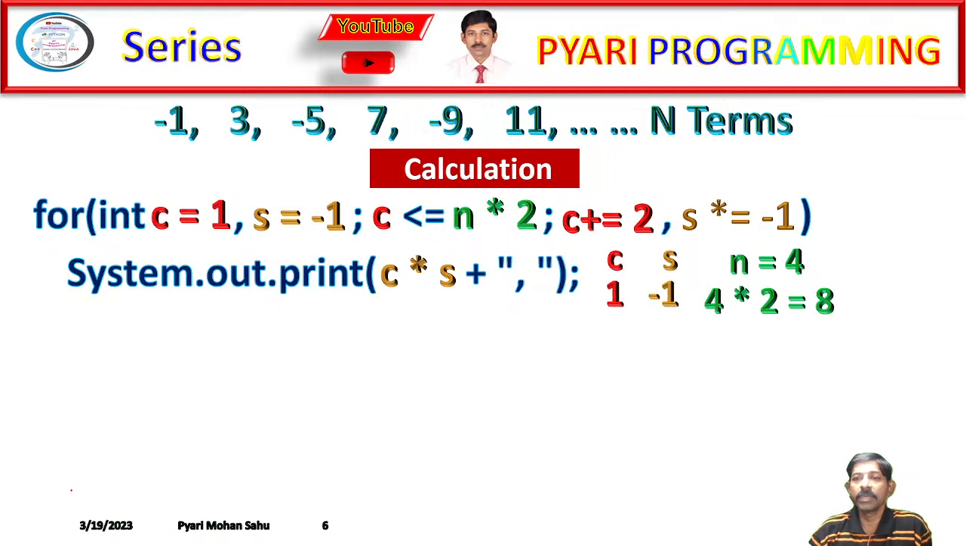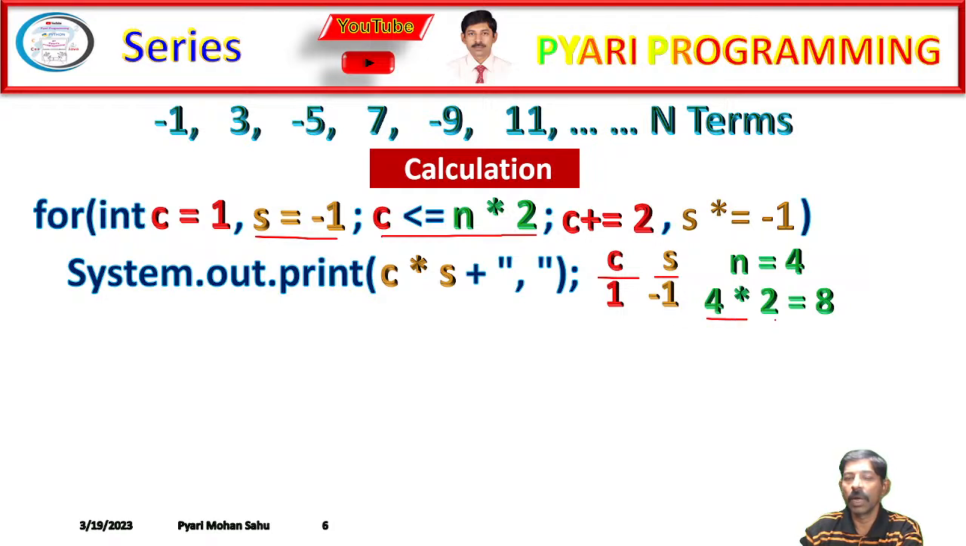Now we have c and s, where c initial value is 1. After the initialization, we'll move to the condition. C is less than equals to n. I have calculated the n for you. N is my 8. Final value n is your 8. Now 1 is less than equals to 8. True. I will get inside c into s. C value is 1. 1 into minus 1. Result is your minus 1. So it will display minus 1.